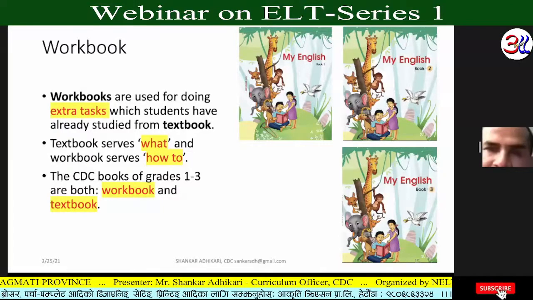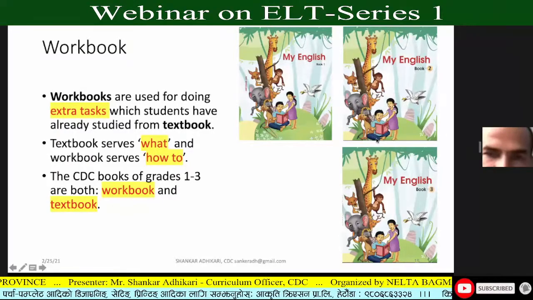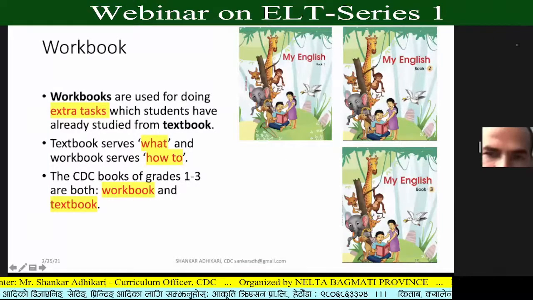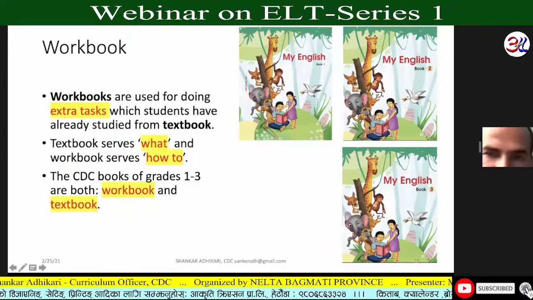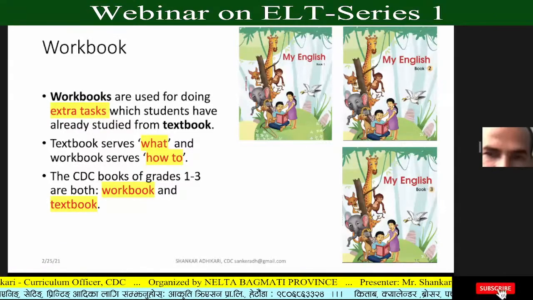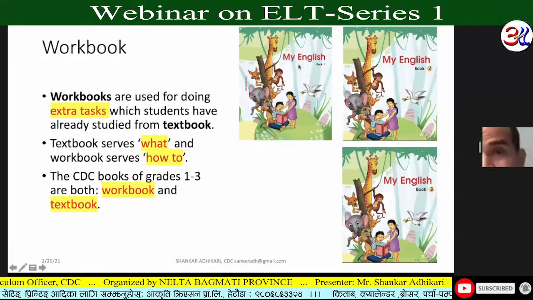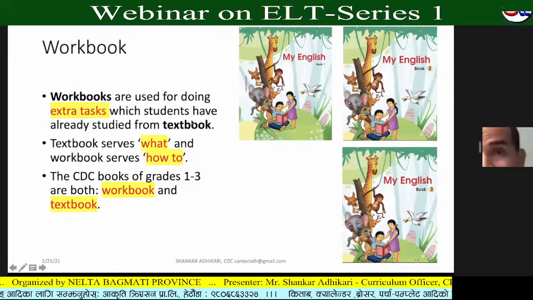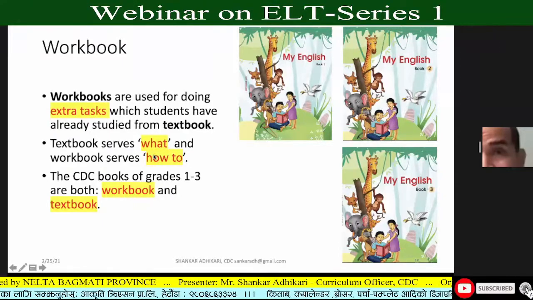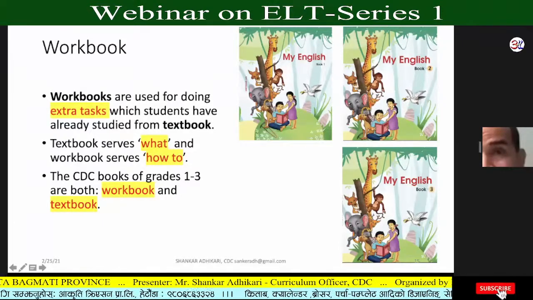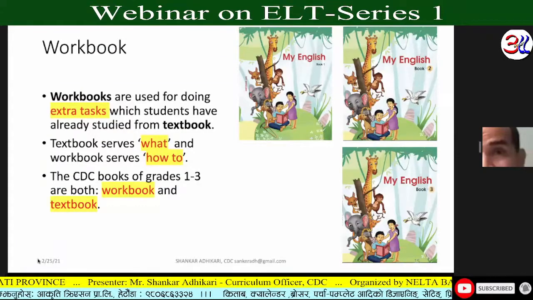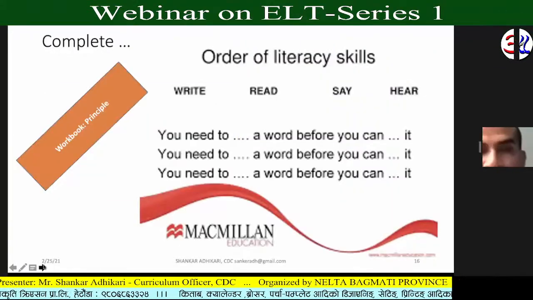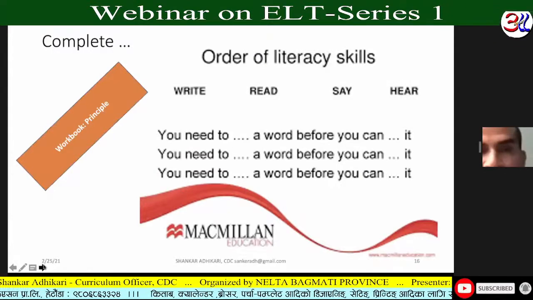Textbook gives the knowledge that's there in our English books, and workbook gives the knowledge given there. So these documents are workbook cum textbook. Although they are called workbooks by name, they do the function of both workbook and textbook. We have followed this order in developing the workbook.